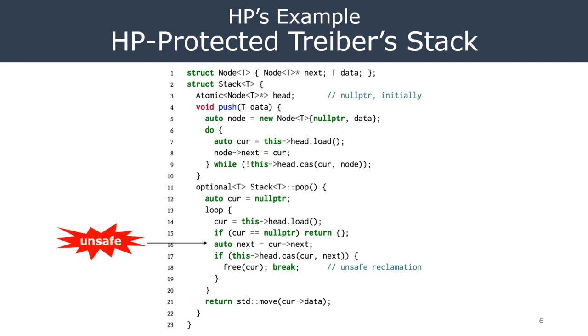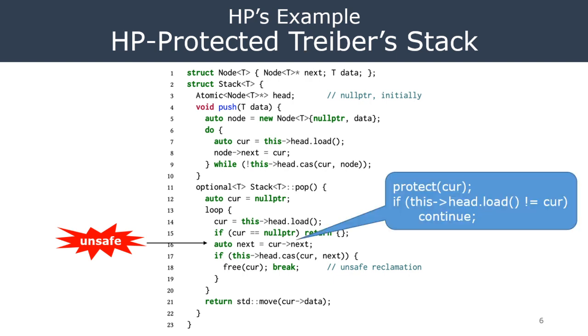And recall that line 16 is unsafe because it is trying to access the next node by dereferencing the current node, but maybe without protection, maybe this node has been reclaimed by this free function at line 18. So to protect it, we insert these 3 lines of code just before line 16.